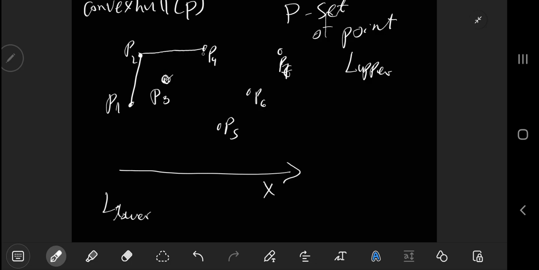Now P4, the next is P5. Again, this was a right turn. Now I get to P5 to P6. Again, if I look at the 3, what happened is a left turn. If it is a left turn, I should throw this point away and connect P4 and P6. So let's draw it away, and now connect P4 and P6.